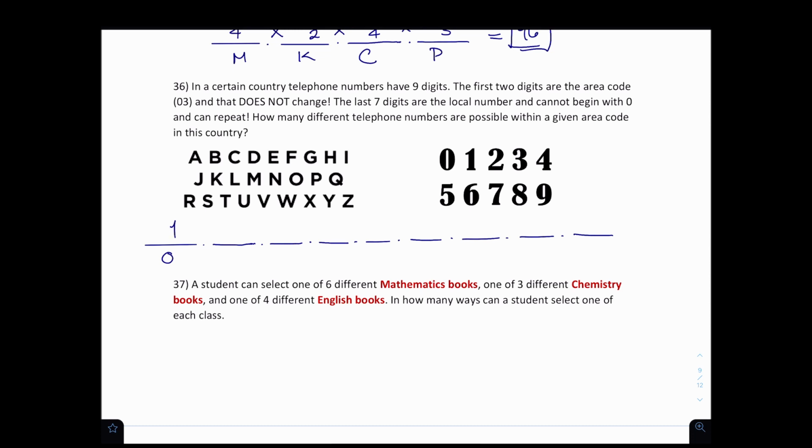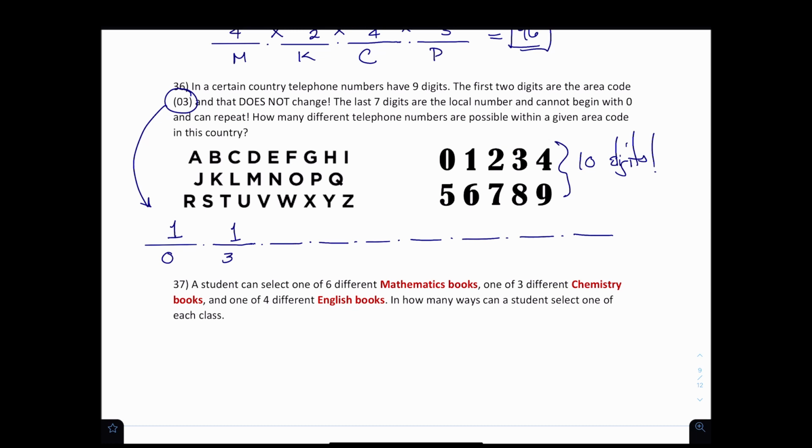Well, that means I only have one choice for that position. The second digit, the problem says, has to be a 3. If the second digit has to be a 3, then again I have no choice. There's only one way I can get a 3 out of 10 numbers. And I have 10 digits, mind you, in this world, 0 to 9.